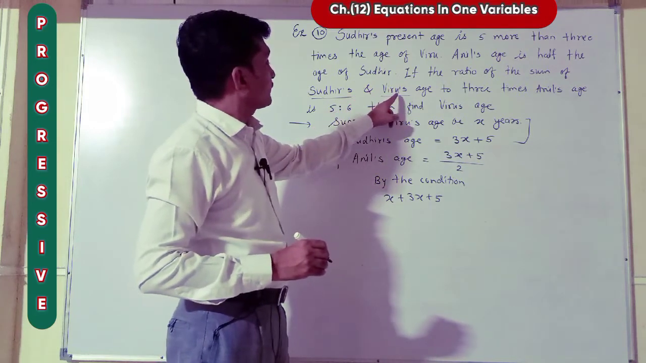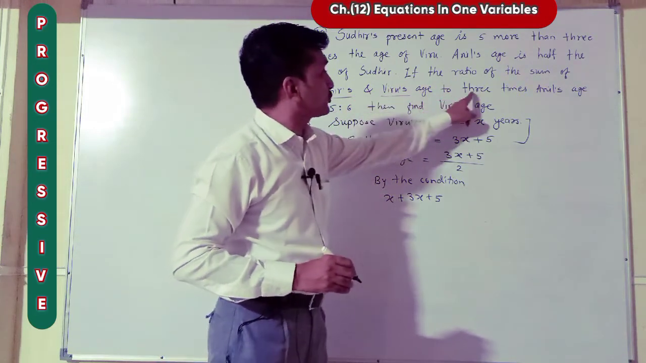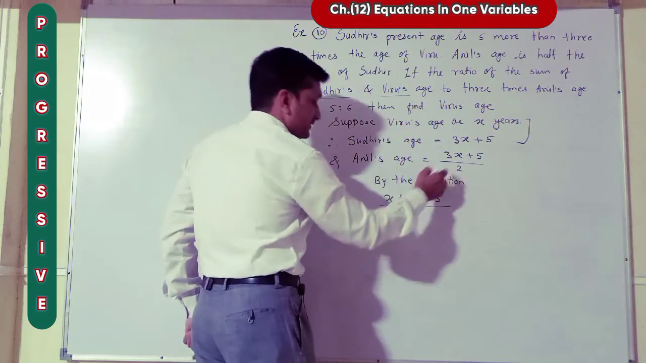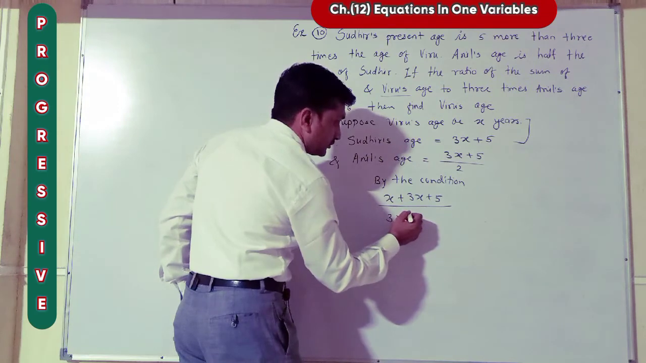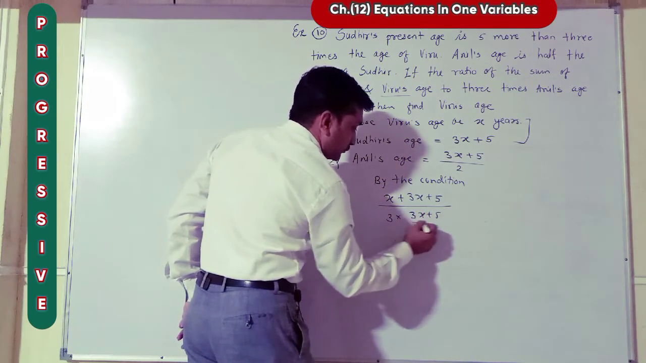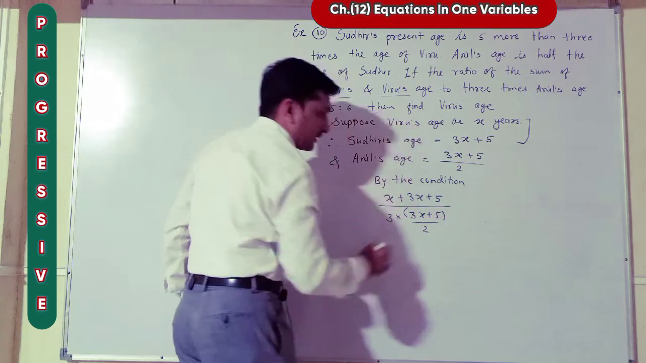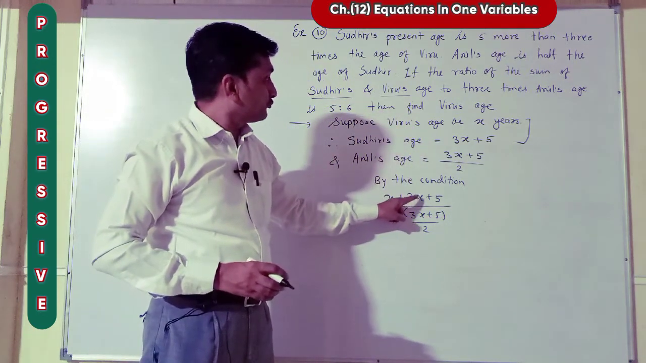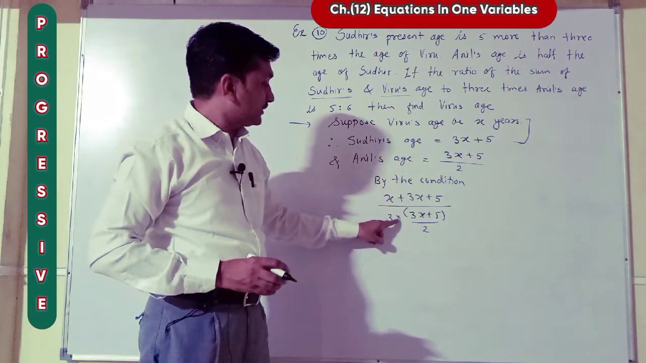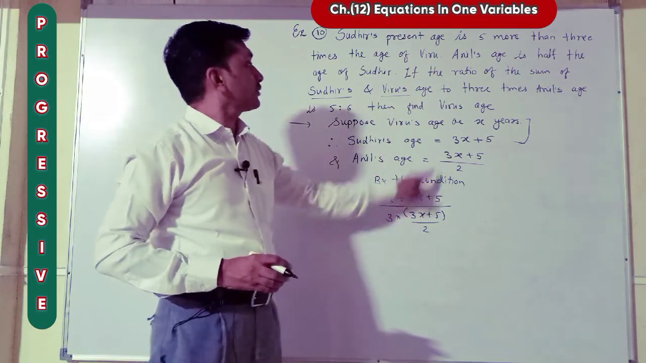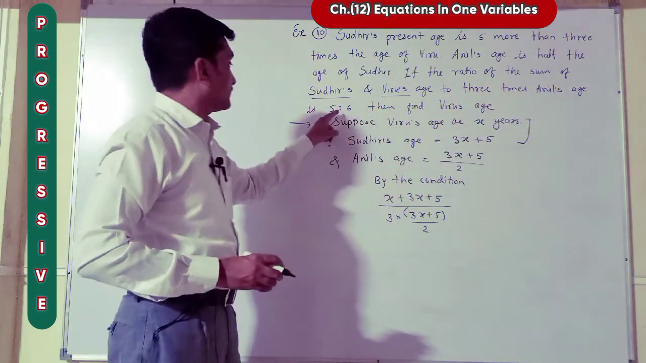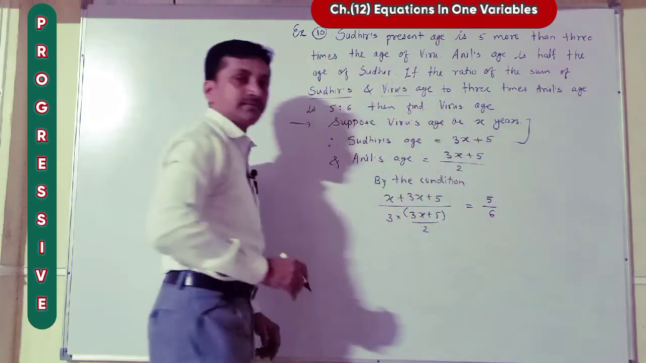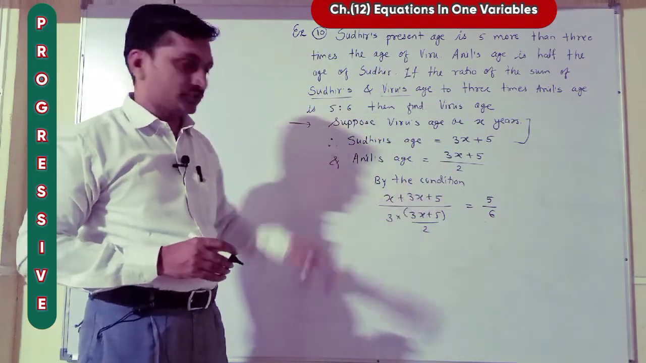And to what? To 3 times Anil's. 3 times means 3 multiplied by Anil's. Anil's age is this, 3x plus 5 upon 2. This I write in bracket. Now here you see ratio of sum of Viru and Sudhir to 3 times Anil's. Okay, 3 times Anil's, and that is 5 upon 6 is equal to 5 upon 6. Now by solving this we get Viru's age. Let's solve this.